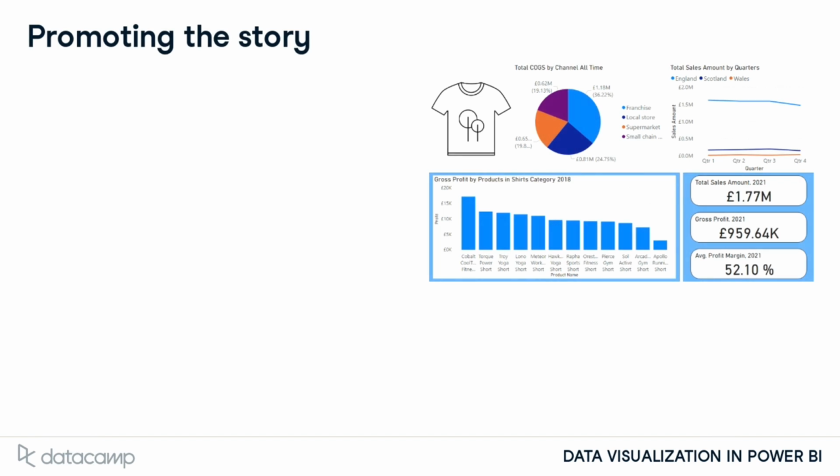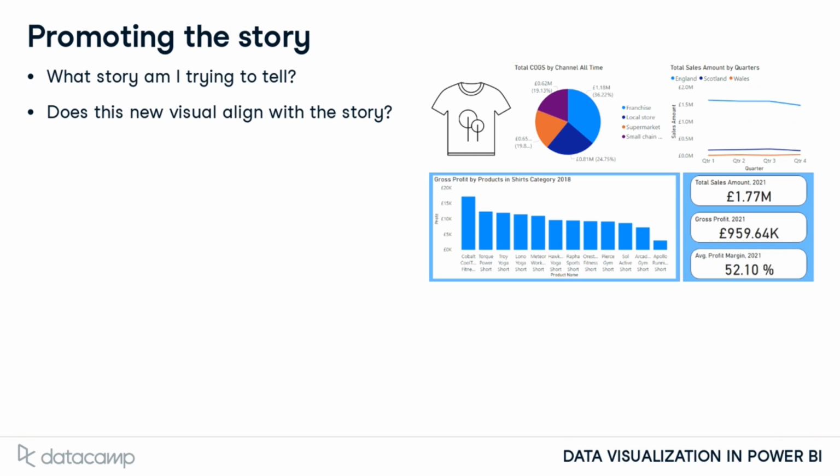Think about this clustered dashboard as you answer the following questions. What story am I trying to tell? We have data for a particular product category, total COGS by channel for all years, and total sales amount grouped by quarters. This is at least 3 stories. If I add a new visual, will it align with the story? In this case, the follow-up question is, which story? And that's a bad sign.